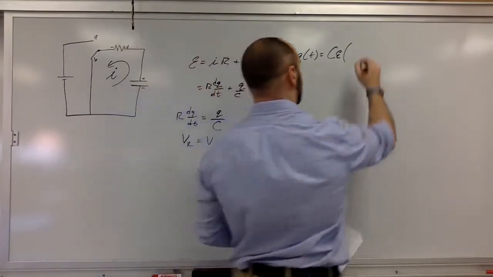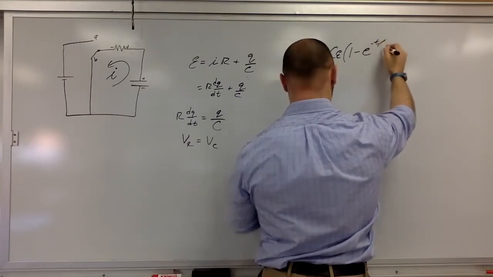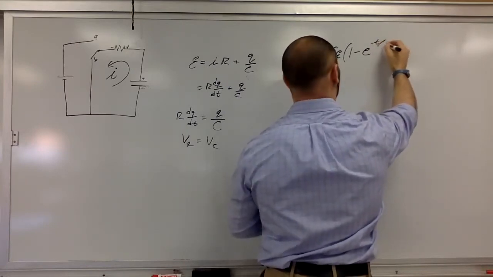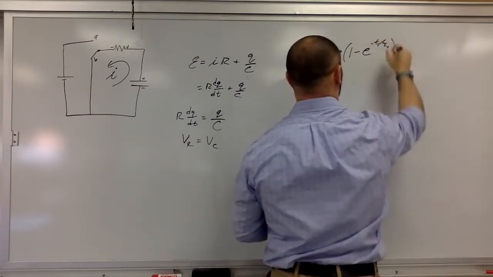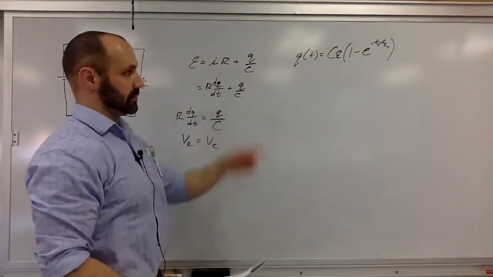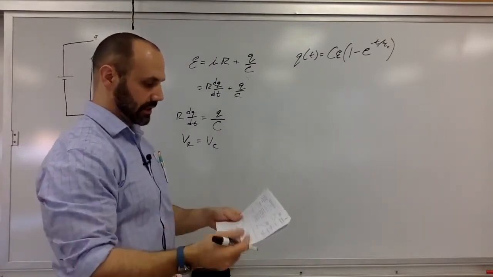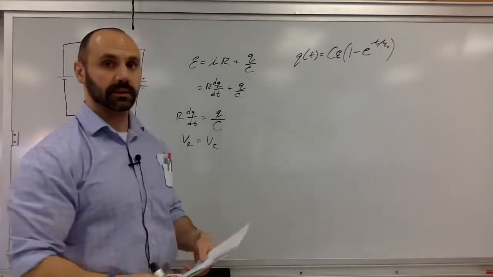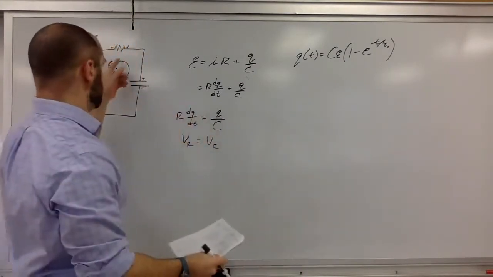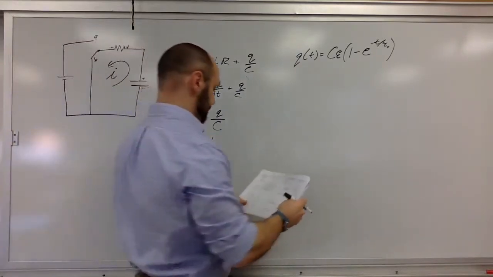So this is going to be 1 minus e to the negative t over tau. Tau is the time constant, right? And it's in the next slide. Tau is equal to R times C. That's just the resistance of the resistor times the capacitance of the capacitor. That's it.